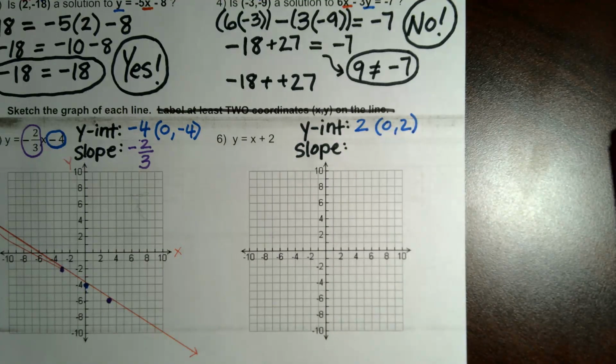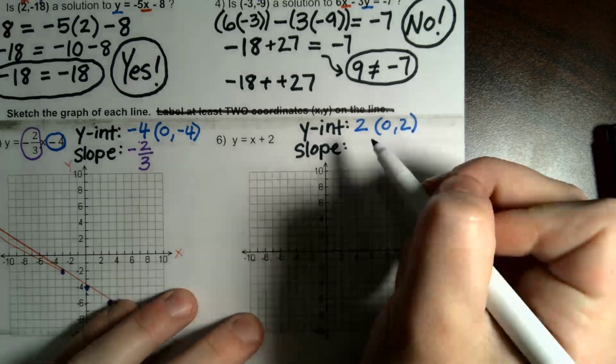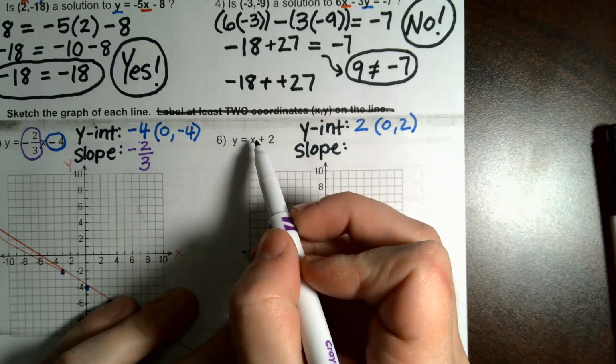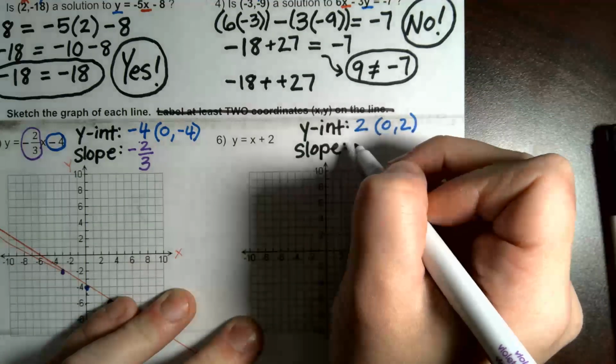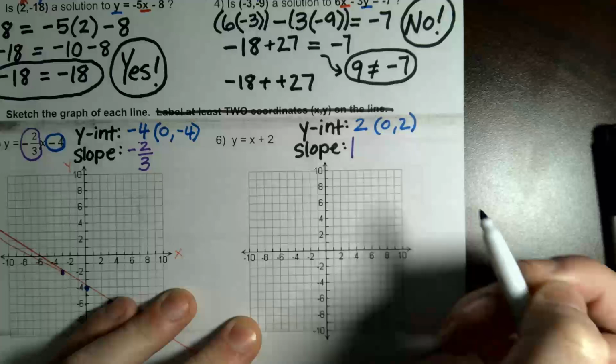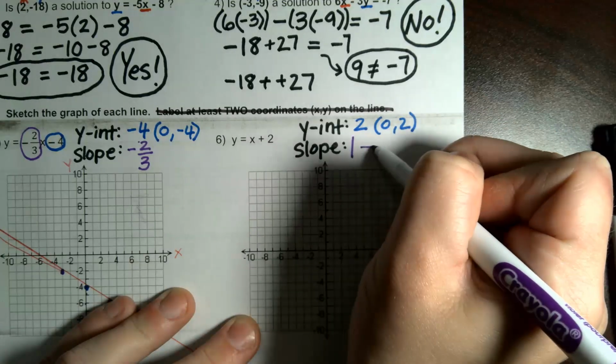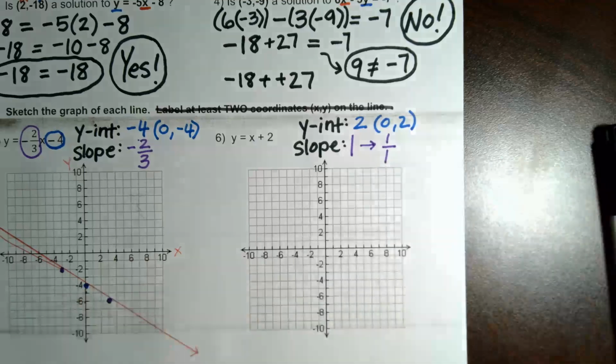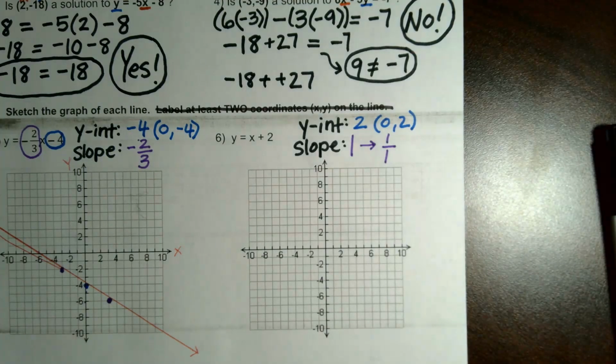And our slope. 1 over 1. Yes. So we could write it in 2 different ways. First of all, we know that if there's no number next to x, there's an invisible 1. So our slope is 1. But if you wanted to write it in that rise over run form, it would be 1 over 1. Either one is fine.